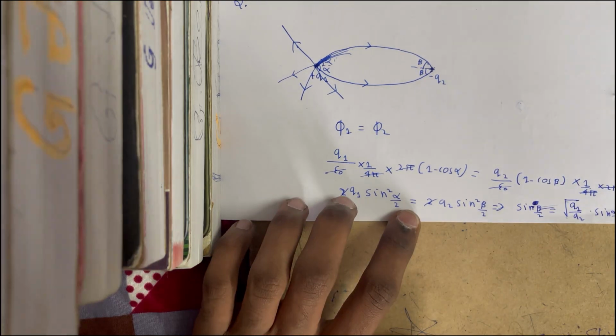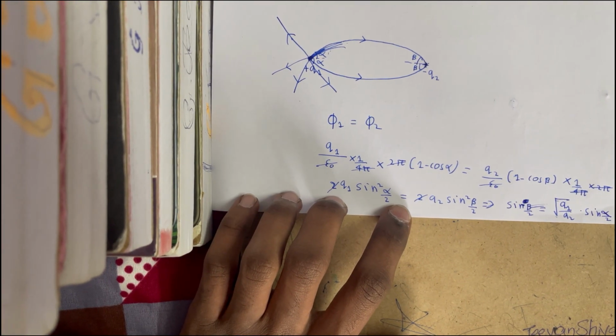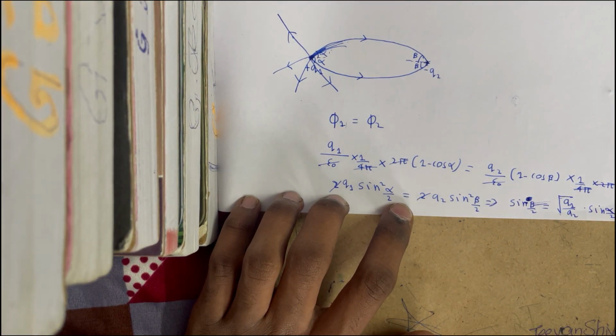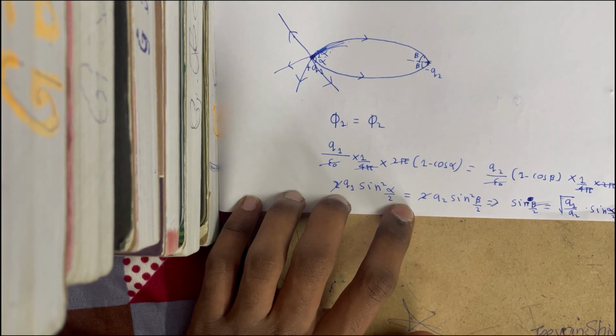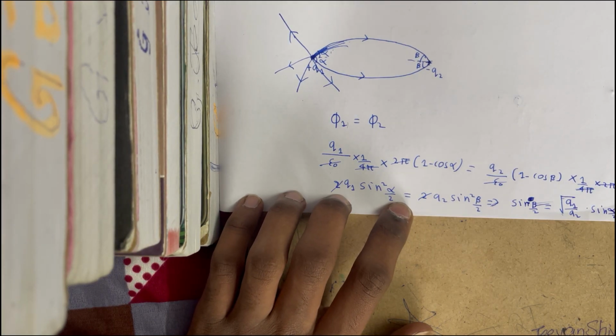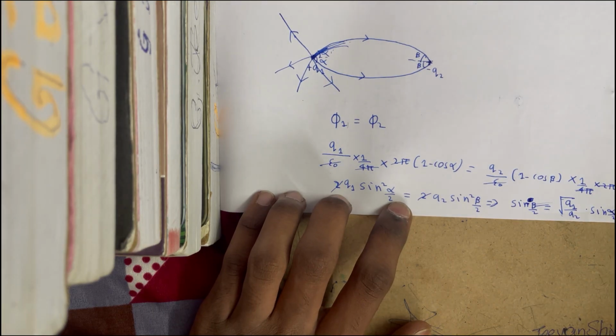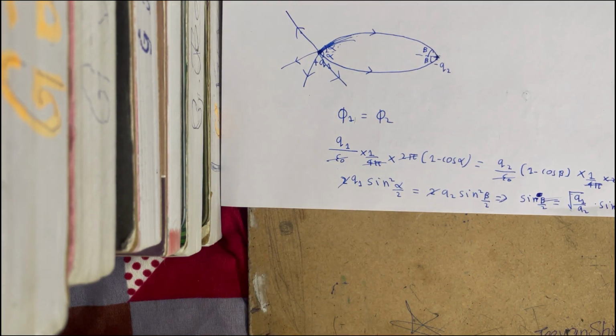So we can just apply the sine inverse of this, and it will make the value of beta as 2 times the sine inverse of square root of q1 by q2 times sine alpha by 2. I hope this video was clear, and that's it for this video.